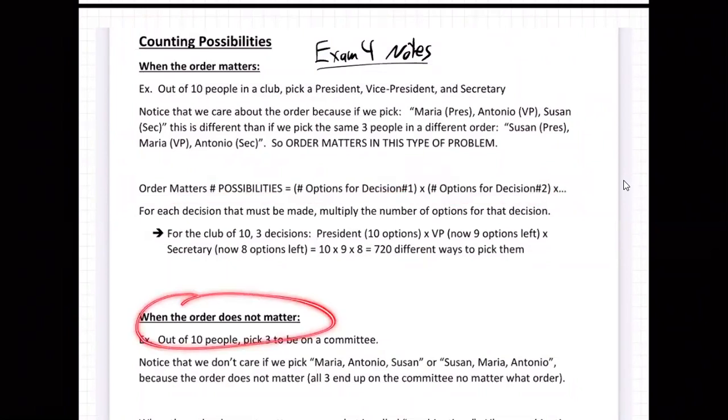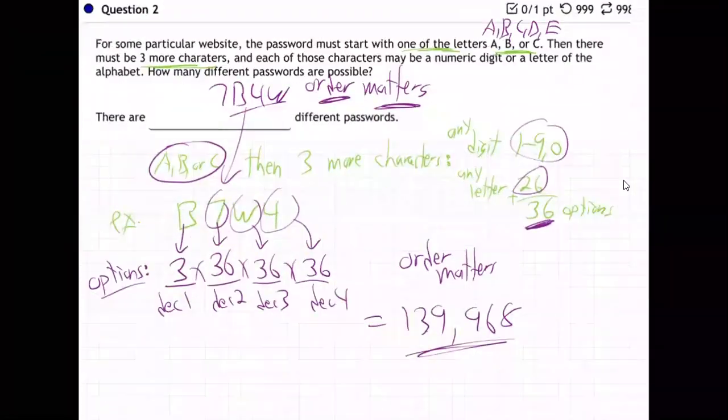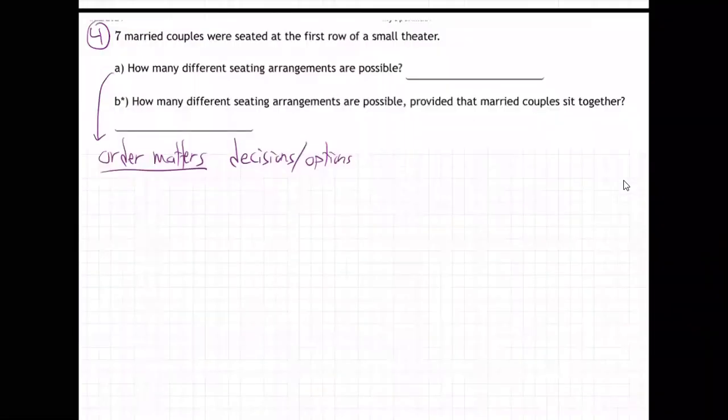When order doesn't matter, we do something totally different. But order matters, it's decisions and options, multiply together all the options for each decision. Okay, so that's what we're talking about here. Order matters, the order in which they sit. Now, I always encourage you to actually do it. This one's a little tricky.